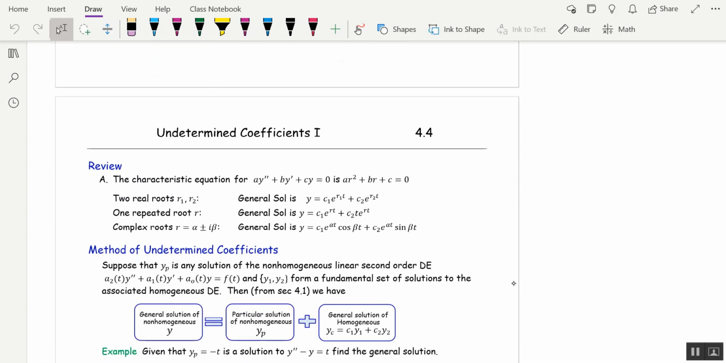The characteristic equation is this quadratic equation, and depending on what the roots are, we have different solutions. We're going to use this today to find YC. Let me remind you of solution structure.